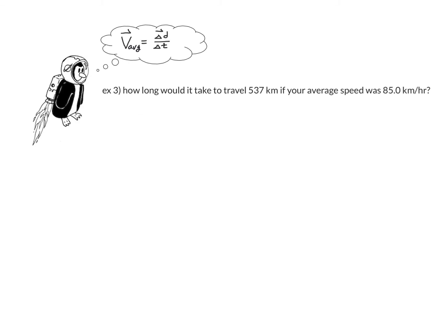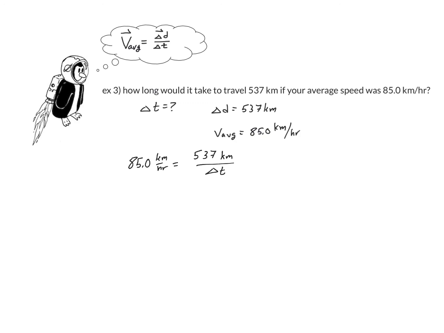So how long would it take if we were to travel 537 kilometers with an average speed of 85.0 kilometers per hour? So this particular problem is asking us to find the time. We know the change in position was 537 kilometers, and we know our average velocity of 85.0 kilometers per hour. Our equation allows us to set this up. 85.0 equal to 537 kilometers over delta t. Now we've got to get delta t by itself. So we have to multiply each side by delta t. And then we have to divide each side by 85.0 kilometers per hour, which is a few algebra steps later.